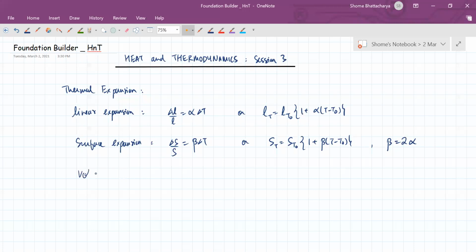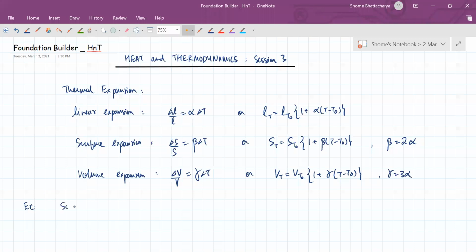And finally, volume expansion, where fractional change in volume is equal to gamma delta T, or the volume at some temperature T is the original volume at T naught into 1 plus gamma into T minus T naught. And gamma is equal to 3 times alpha. So let's start with a simple example today.